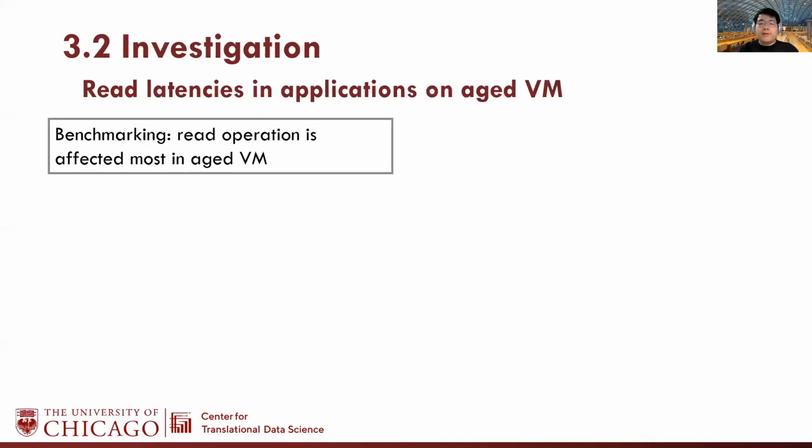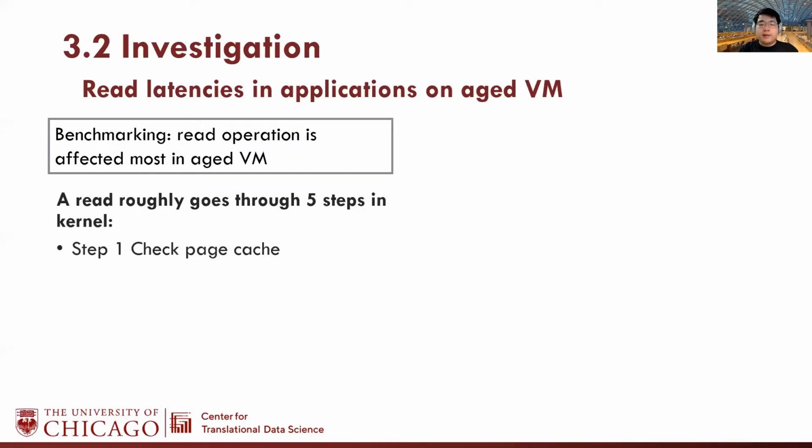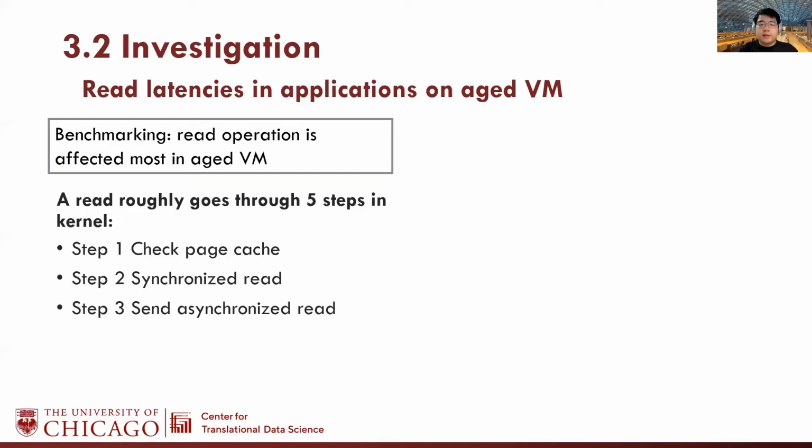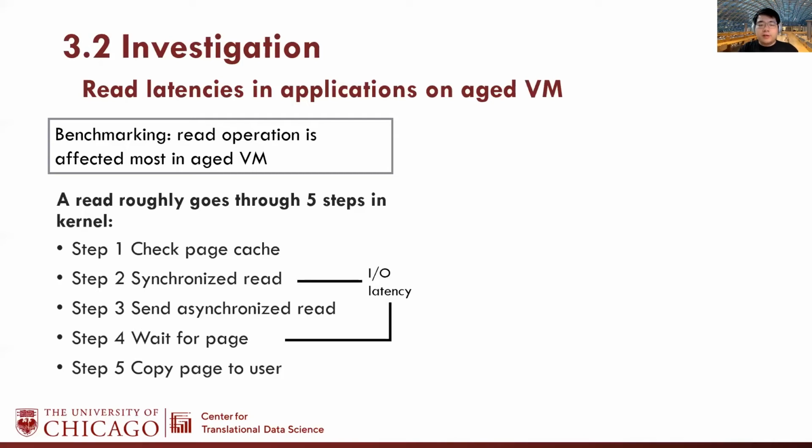Through the benchmarking, we found that read operation is most affected in the aging VM. So we modified the kernel a little bit to record the time spent in each step of read operation. Roughly, a read operation goes through 5 steps. Step 1, it checks the page cache. Step 2, it performs synchronized read. Step 3, it sends out asynchronous read and does not wait. Step 4, it waits for any necessary asynchronous read to complete. Step 5, it copies data from kernel space to user space. IO latencies are usually reflected at step 2 and step 4.